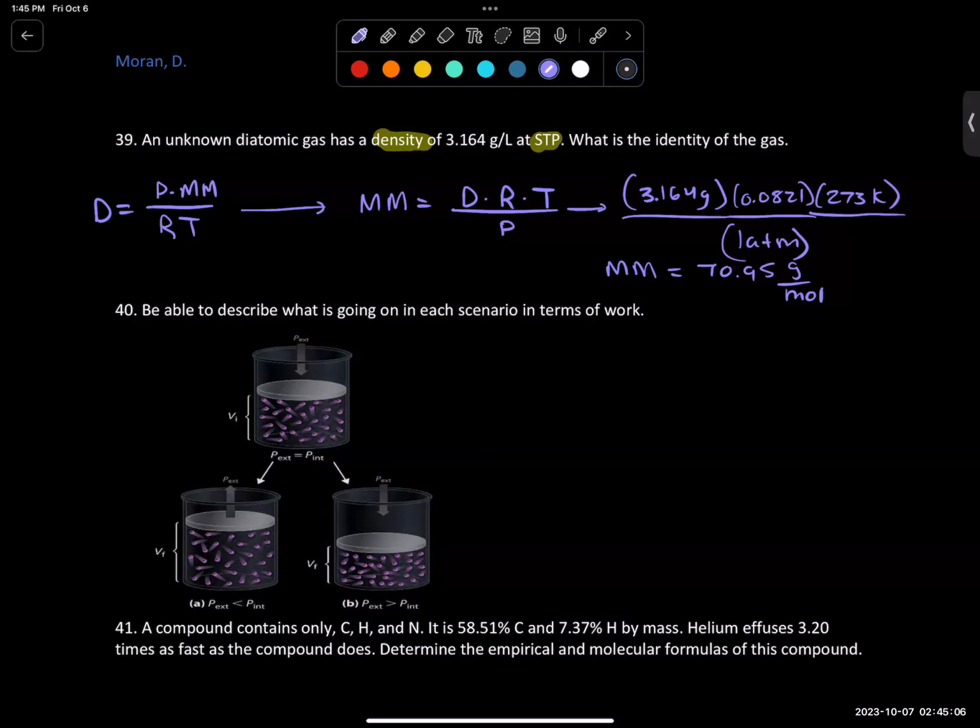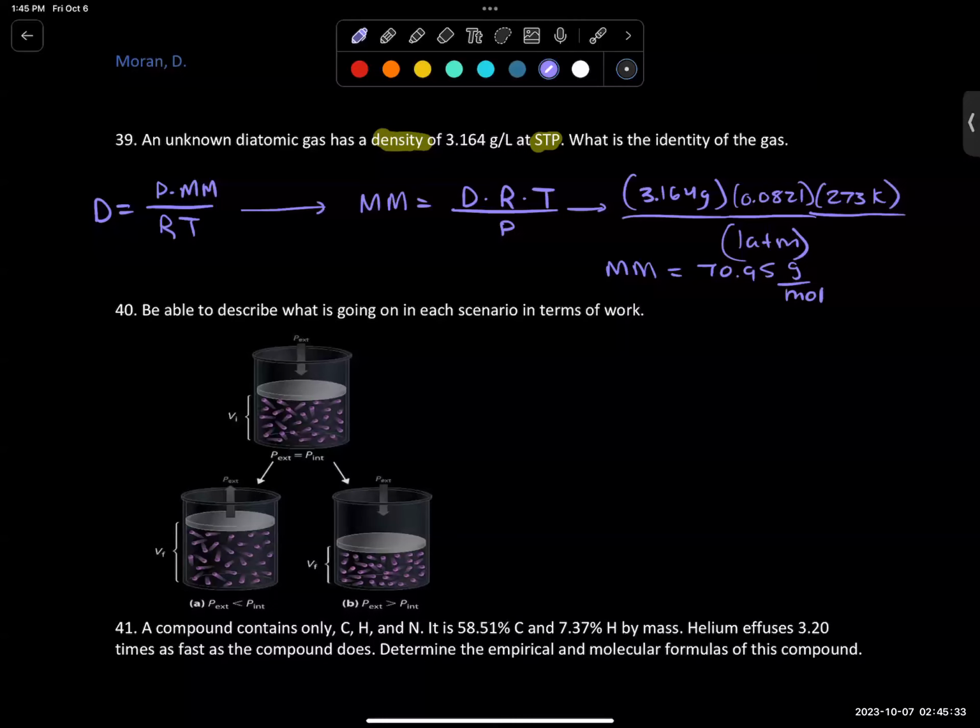So you might be looking at all those things on the periodic table and saying, hey, none of these have a molar mass like that. But these are diatomic elements, right? So their molar mass is twice that of the atom they came from. So this would be chlorine, because chlorine is about 35.45, which is pretty close to 70.95 divided by 2.